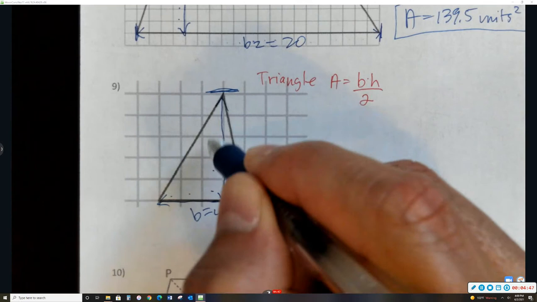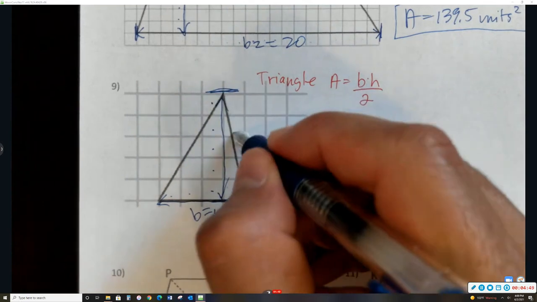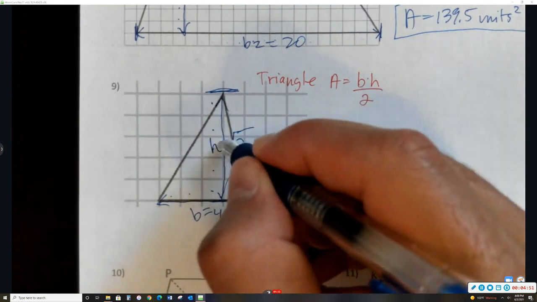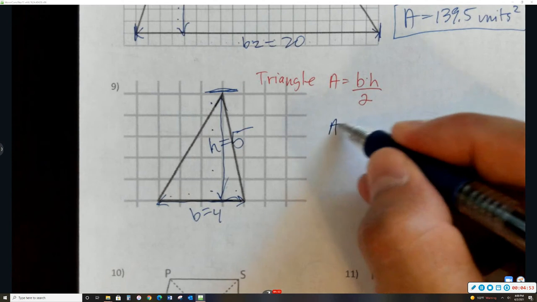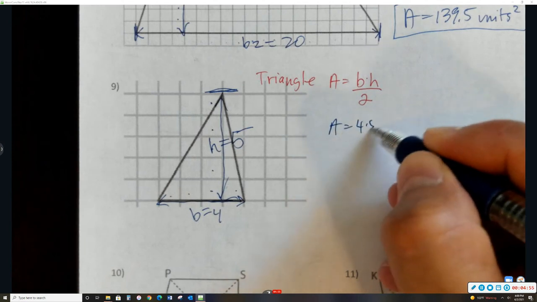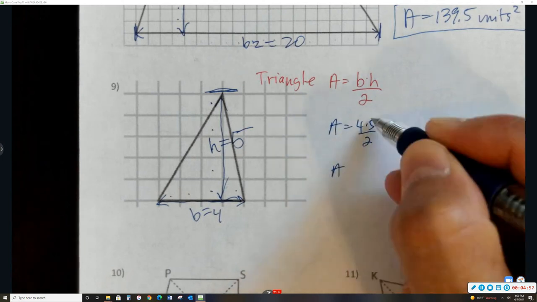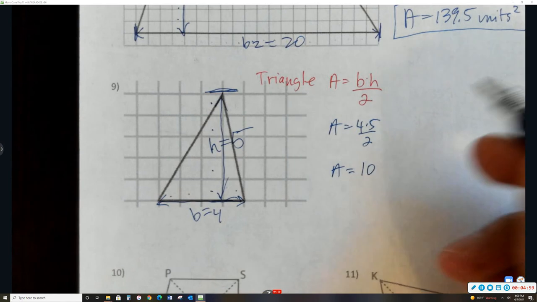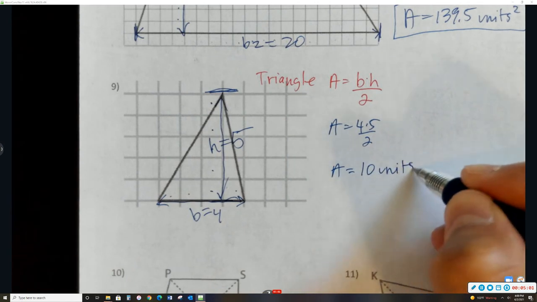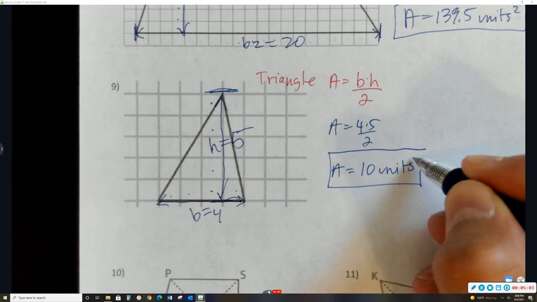1, 2, 3, 4, 5 is the height. Plug it into the formula. 4 times 5 divided by 2. That's 20 divided by 2. That's 10. And again, that's units squared.